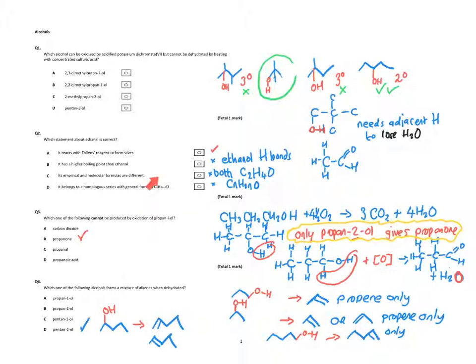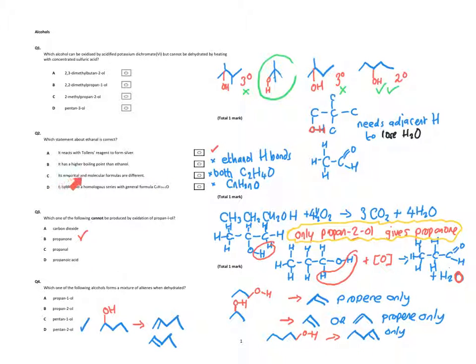On question 2, immediately we know ethanal can be reacted with Tollens' reagent to form silver, so we know that that is correct. However, let's just look at the other possibilities. Does ethanol have a higher boiling point than ethanal? Well, we know that all alcohols can hydrogen bond, and that means they've got much higher boiling points because they're strong intermolecular forces, whereas all aldehydes can do is simple permanent dipole attractions. So aldehydes always have a lower boiling point.